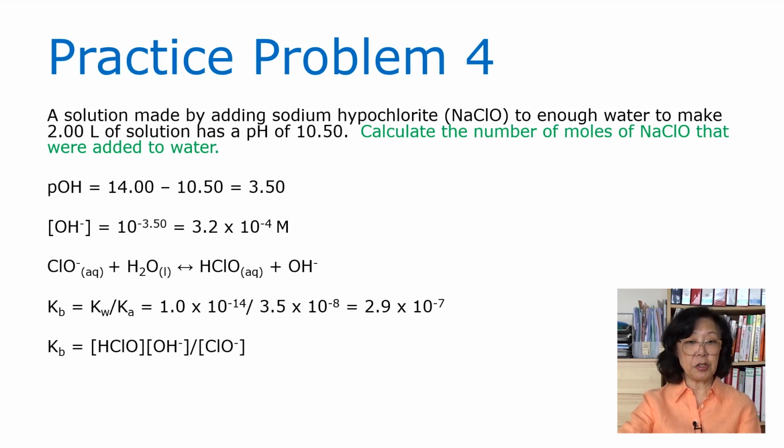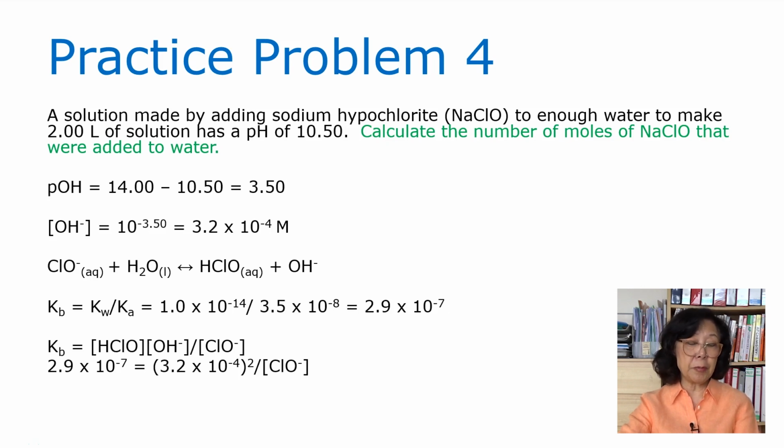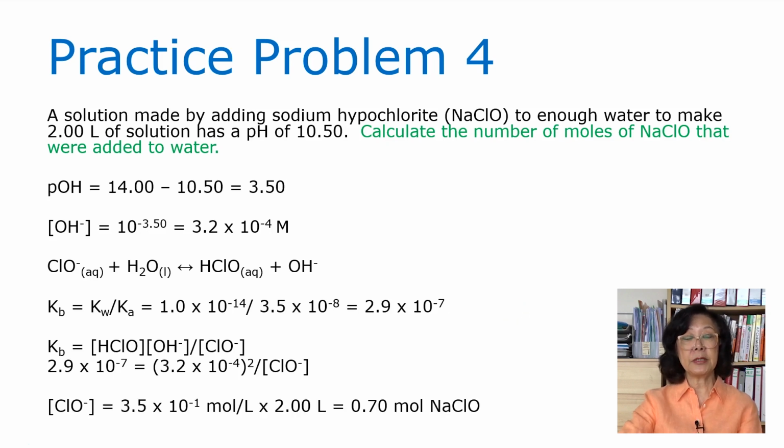Now, the Kb expression is written as HClO times OH- over ClO-. Therefore, we can now use the Kb value and substitute in the hydroxide ion concentration over the original ClO-. Notice that I take the square of 3.2 times 10 to the minus 4 because the HClO and the hydroxide ion concentrations are equal. Now, this ClO- concentration is solved as 3.5 times 10 to the minus 1 molar. And because we have a 2 liter solution, it turns out to be 0.70 mole of NaClO, sodium hypochlorite.